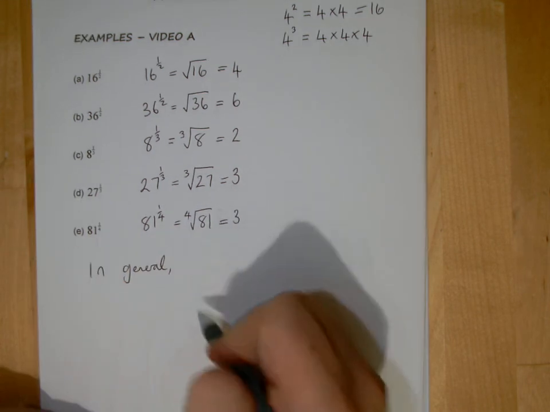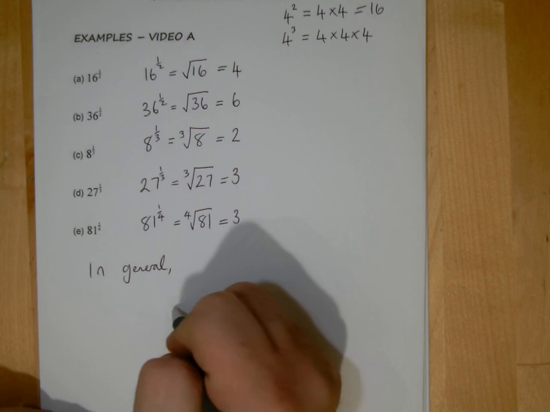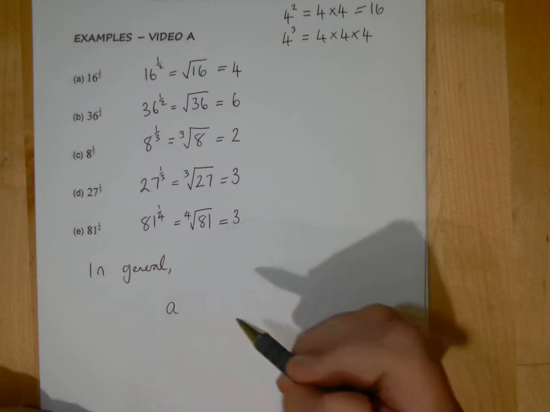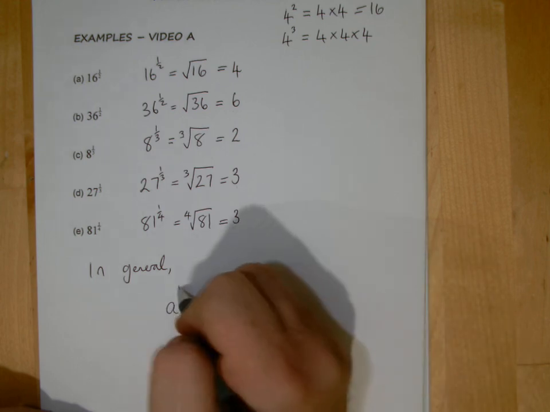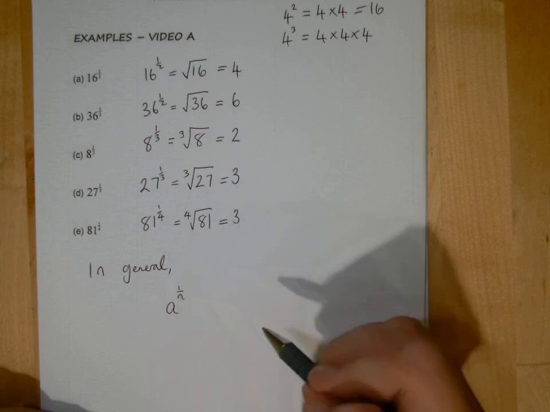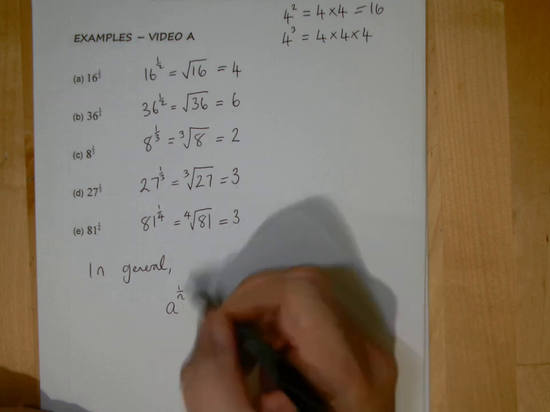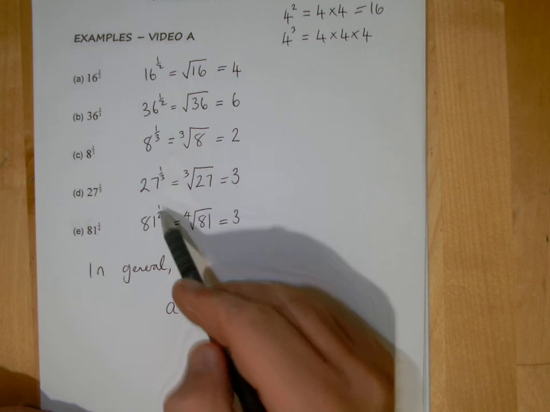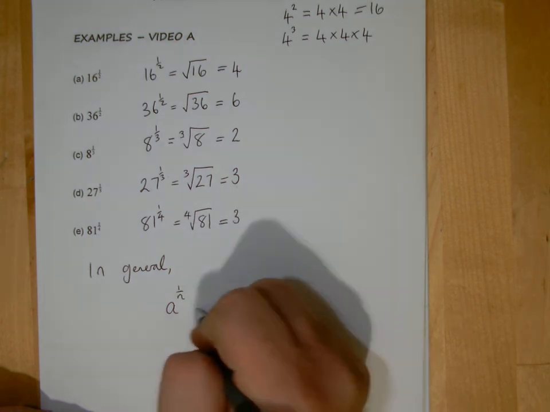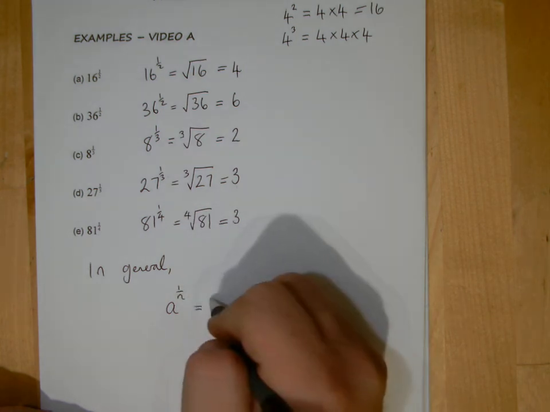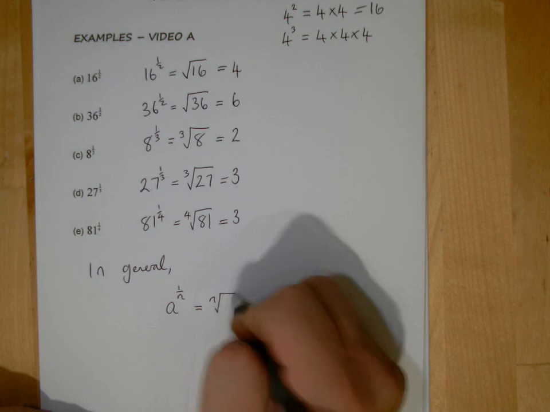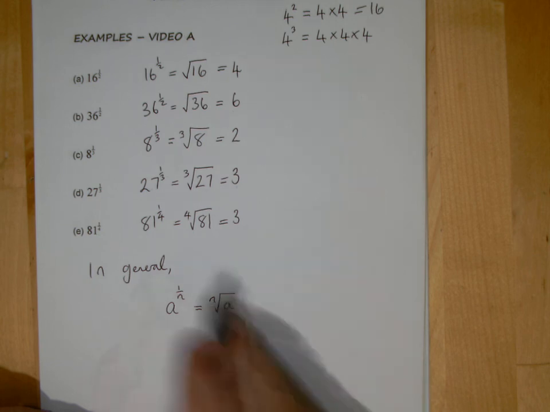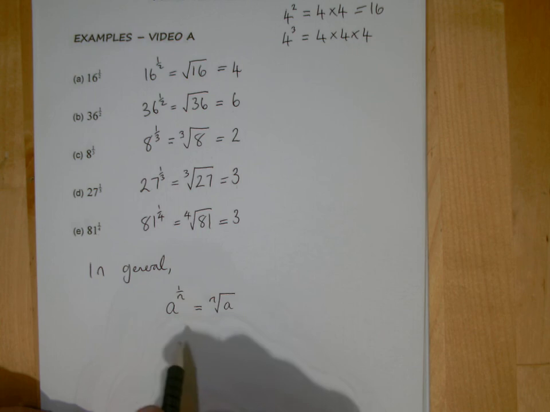So quite simply, in general, it's good to make a general statement. If we have any number, we'll just call it A, to represent any number, and the power is 1 over n, like we've got here, 1 over 2, 1 over 3, 1 over 4, then that would be equal to the nth root of A. Don't worry too much about this. This is just a generalization.